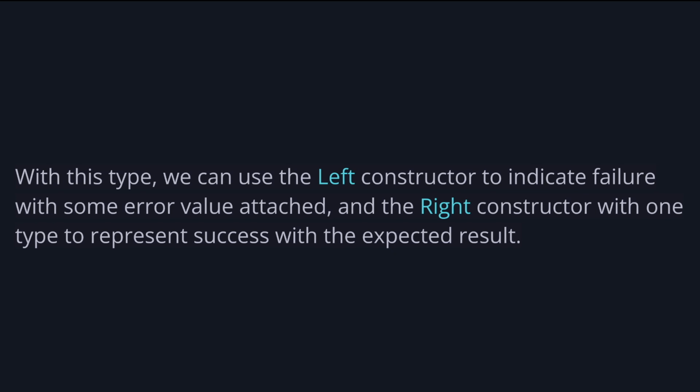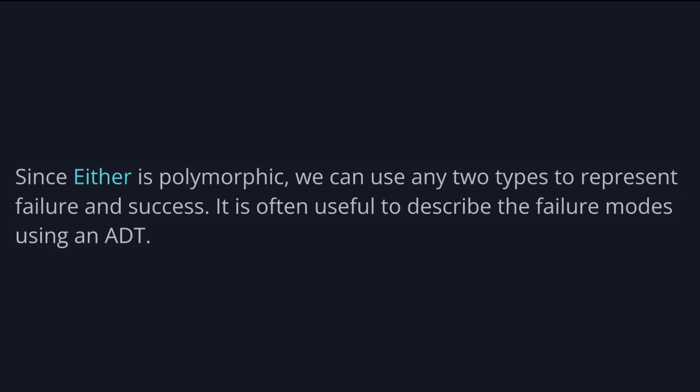With this type, we can use the Left constructor to indicate failure with some error value attached, and the Right constructor with another type to represent success with the expected result. Since Either is polymorphic, we can use any two types to represent failure and success. It's often useful to describe the failure mode using an ADT.